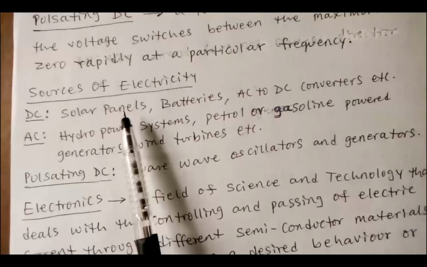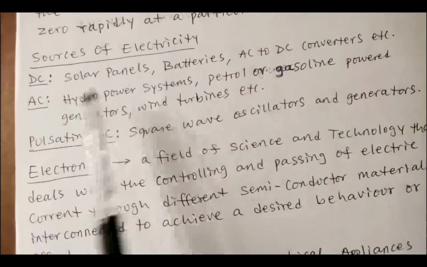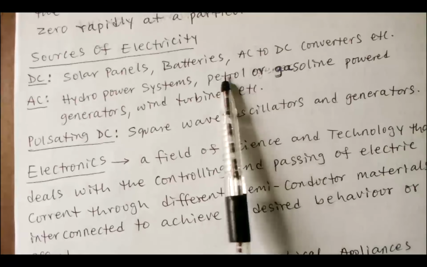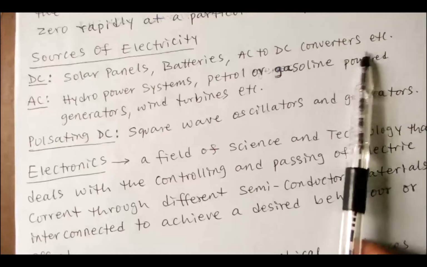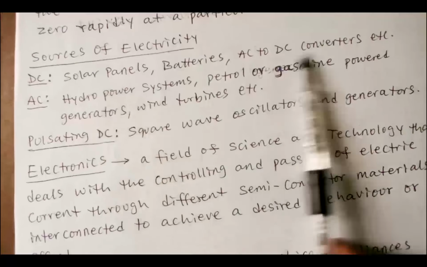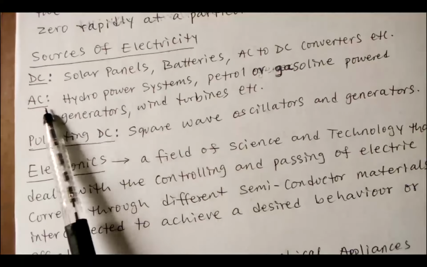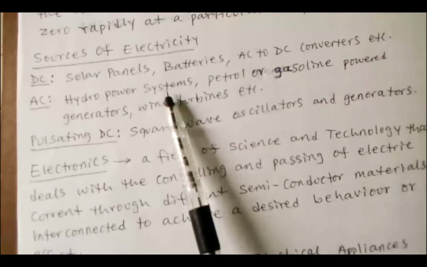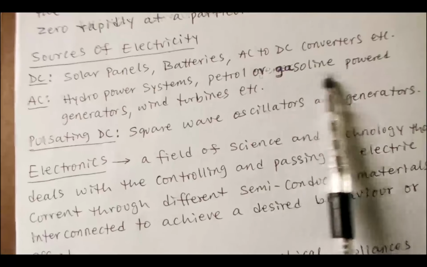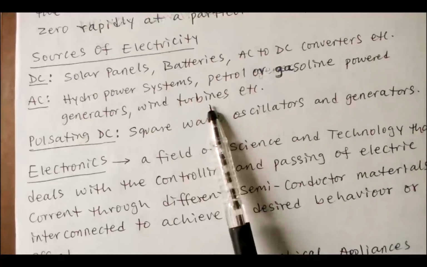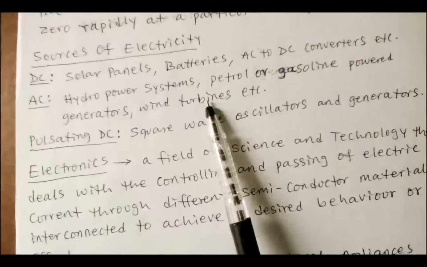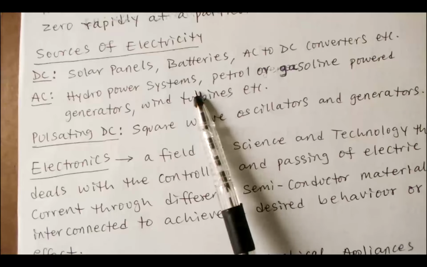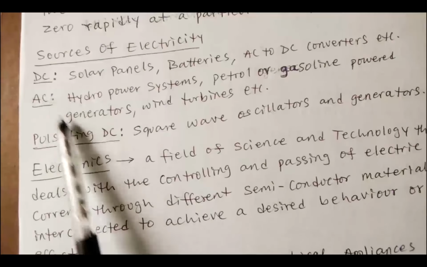So let's look at sources of electricity. Just like I said earlier, DC voltage you get from solar panels, batteries, AC to DC converters. So those are places you can get DC voltage. Then what about AC voltage? Hydropower systems, that is the one supplied by our national grid. Then we have petrol or gasoline powered generators. They also have some wind turbines. There are wind turbines whose generators are DC, while there are some whose generators are AC. So all these are sources where we can get DC and AC.